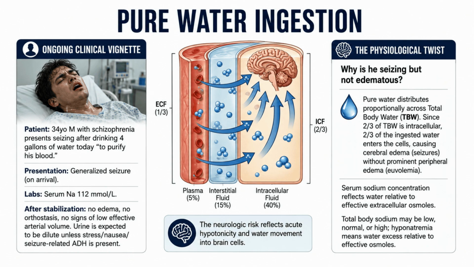The neurologic danger is acute hypotonicity. Water enters brain cells, causing cerebral edema. That is why symptoms matter more than the number alone. This case also reminds us that AVP may be suppressed in pure water ingestion, unless nausea, stress, seizure activity, medications, or another stimulus turns it back on. To sort that out, we need to distinguish measured osmolality from tonicity.